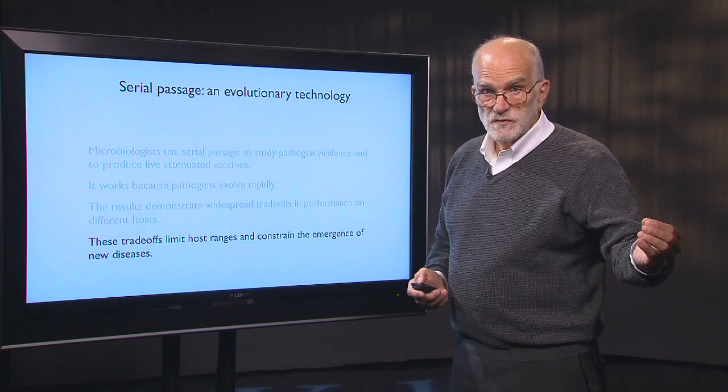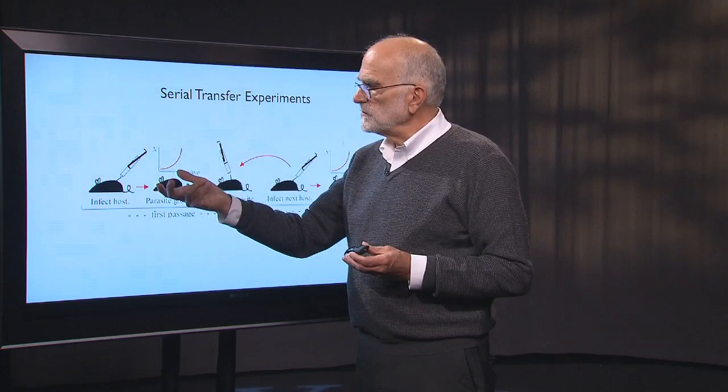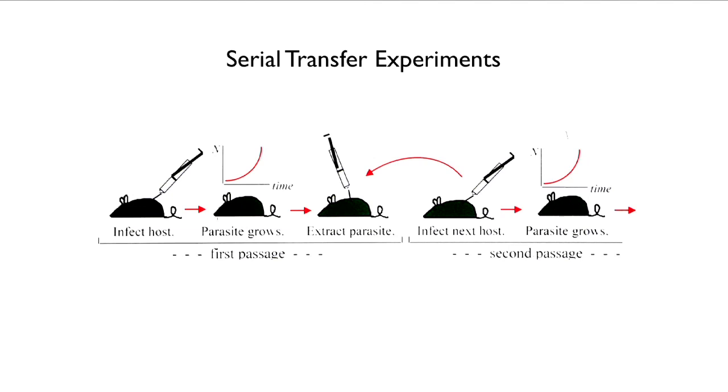So let's go back to vaccine production. Basically, the way that you do this is you take the pathogen out of some other host, out of a human perhaps, and you infect a mouse or a rabbit with it. And you let the parasite grow. And before the parasite starts to get limited in that mouse or rabbit, you take it out. And you put it into a new mouse or rabbit and you let it grow. From the parasite's point of view, it is growing exponentially all the time.